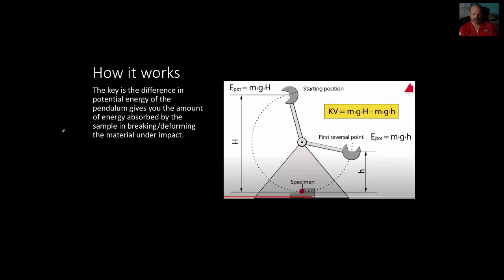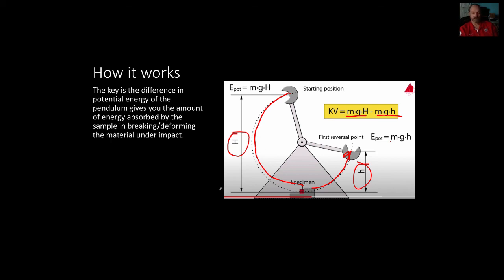So this is again a cartoon of how it works. You start at this starting position, then it comes down and around, hits the specimen and only comes part of the way up. So you have the initial height and the final height, you take the difference between the two heights, multiply by mg, and you get the total energy that went into the specimen.